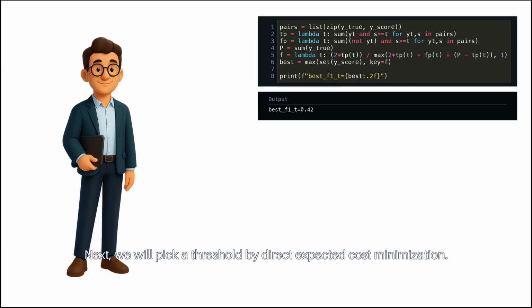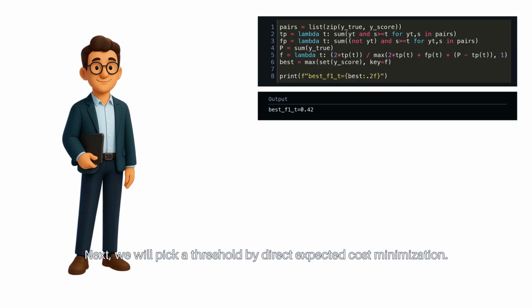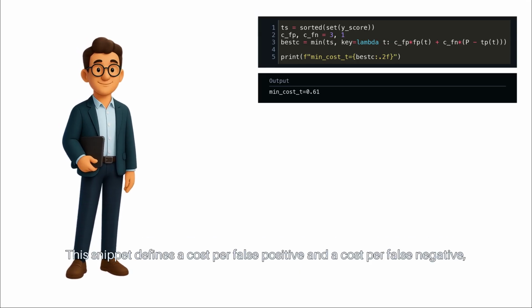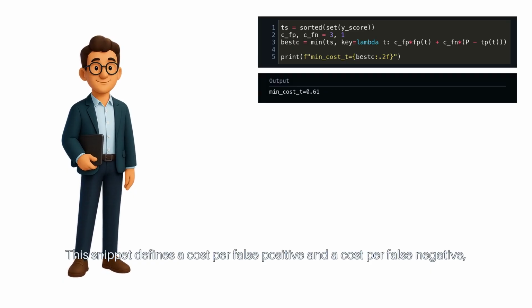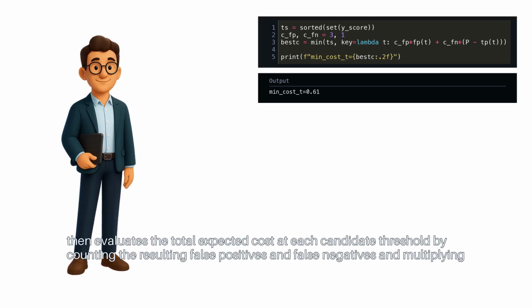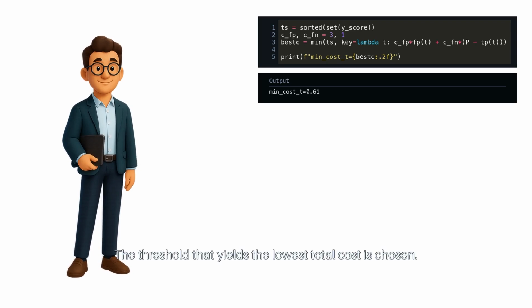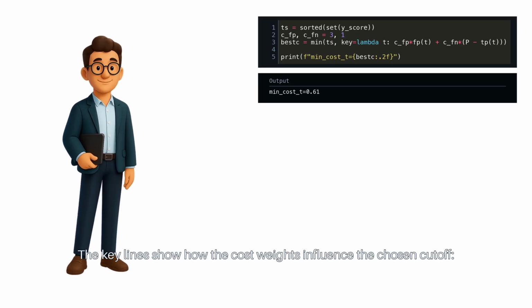Next, we will pick a threshold by direct expected cost minimization. This snippet minimizes simple expected cost to pick a business-aware threshold. This snippet defines a cost per false positive and a cost per false negative, then evaluates the total expected cost at each candidate threshold by counting the resulting false positives and false negatives and multiplying by the respective costs. The threshold that yields the lowest total cost is chosen. The key lines show how the cost weights influence the chosen cutoff.